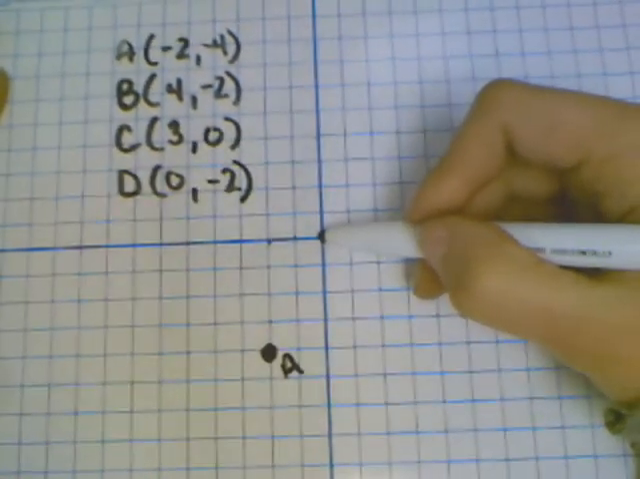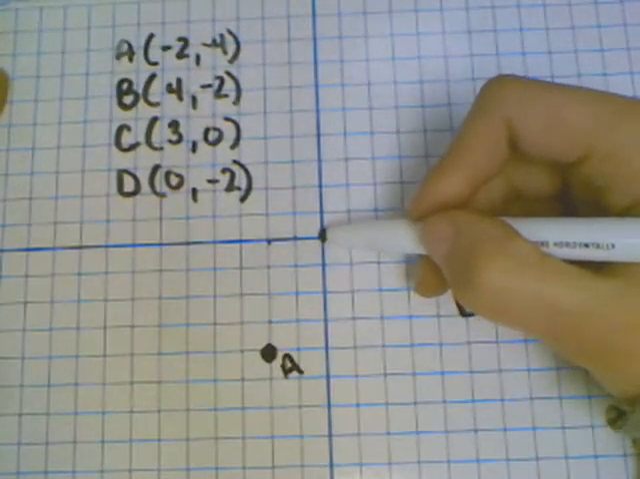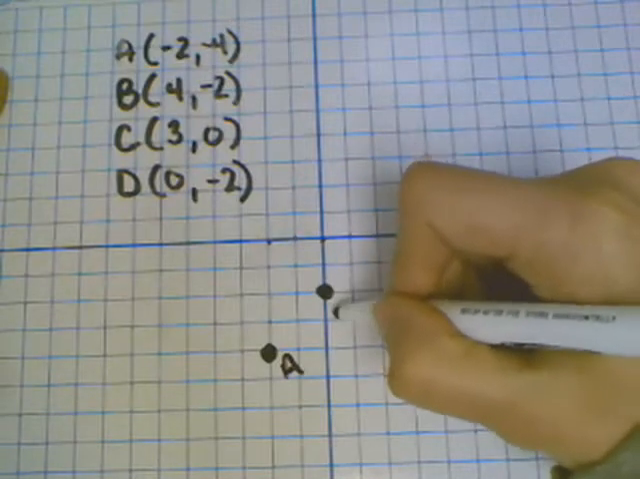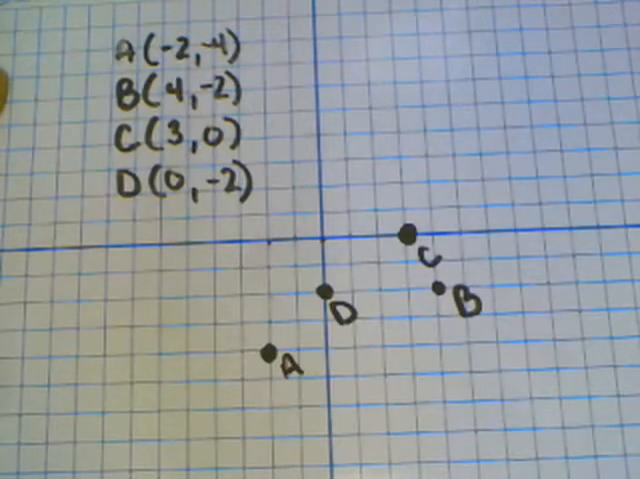Point D, I start at the origin. I'm going left or right 0, but down 2. So here is point D.